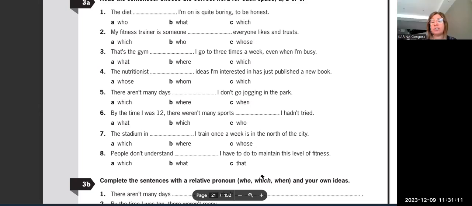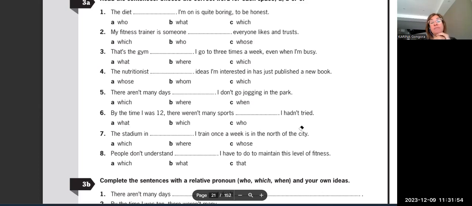The stadium. Very good. In which? If we say in which, we can replace where. Think about this. The stadium where I train once a week is in the north. You know that you can replace any relative pronoun with which and the preposition, like adding something to it to change the meaning. Which is very flexible. So the last one: I have to do to maintain this level of fitness, right?